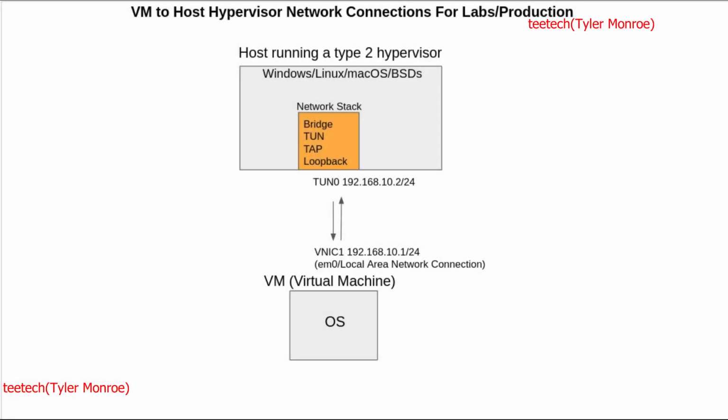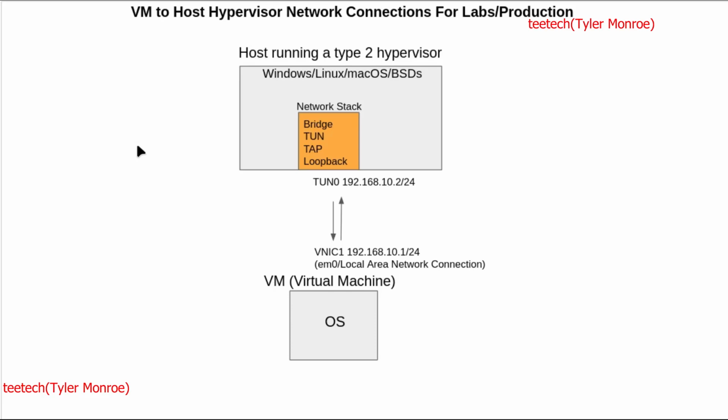On today's episode, we're going to talk about hypervisor network connections so VMs can talk through them and basically get to the physical network. So what we have for this is a host, and that host is going to run a Type 2 hypervisor. This is a software program in userland, so something like VirtualBox or VMware Player would be examples of this.